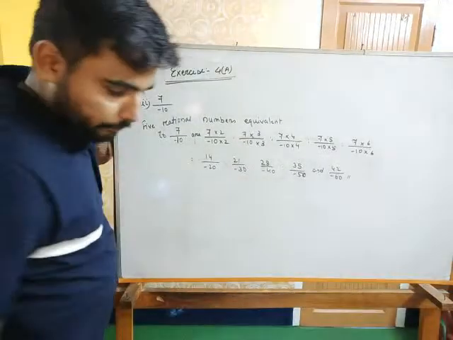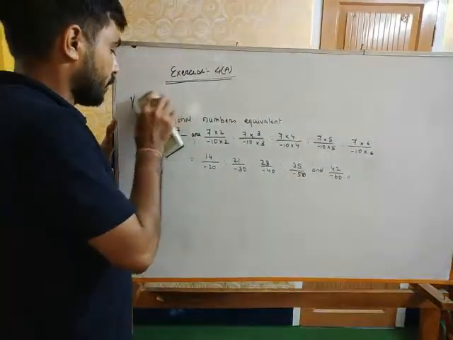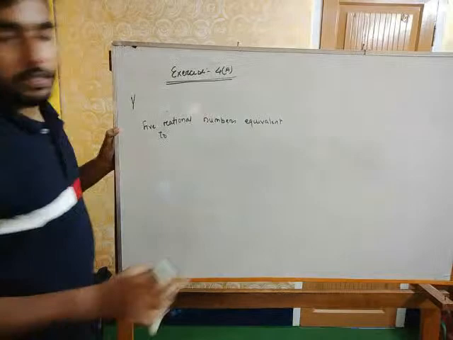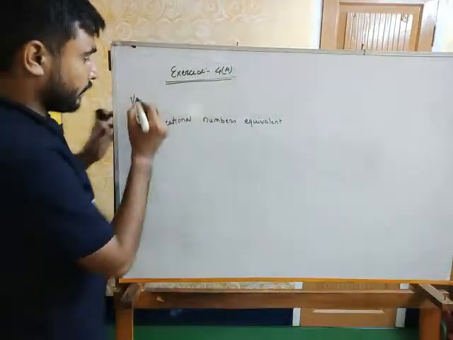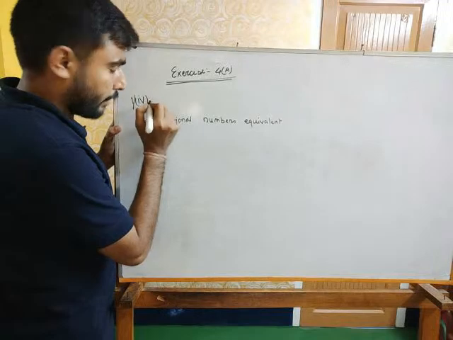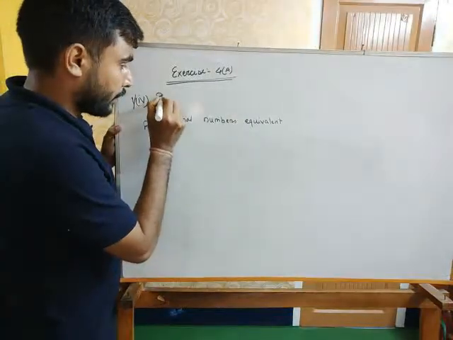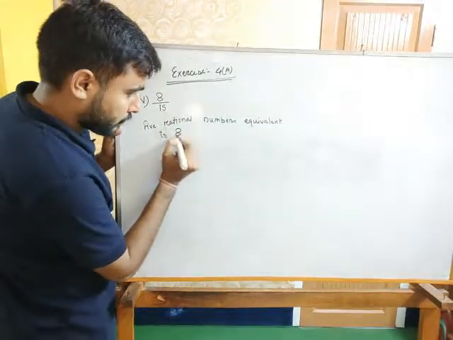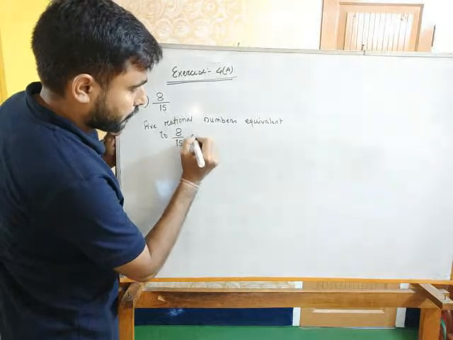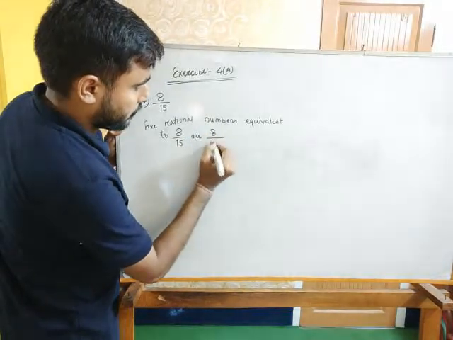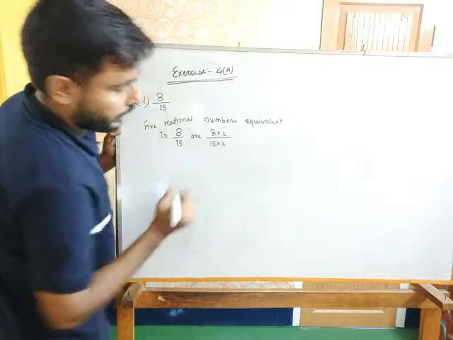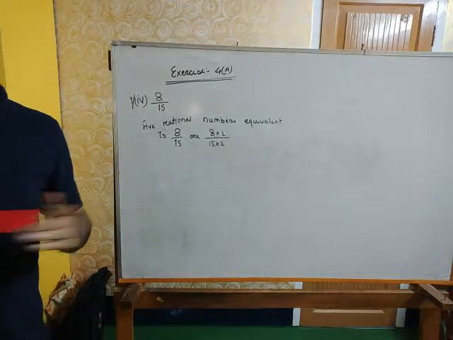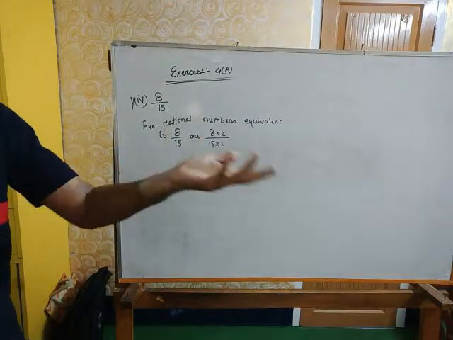Okay. Let's see the last one, number 4 of this question. So you need to find 5 rational numbers equivalent to 8 by 15, into 2 into 2. You can multiply higher numbers also, but it will be easier for you to calculate. That's why we multiply 2, 3, 4, 5, and 6.